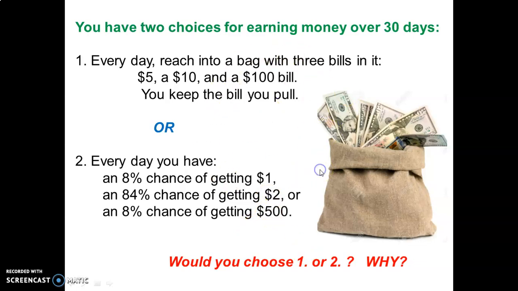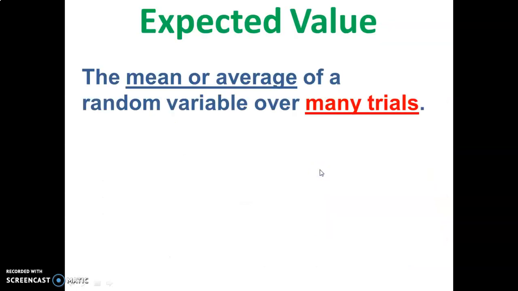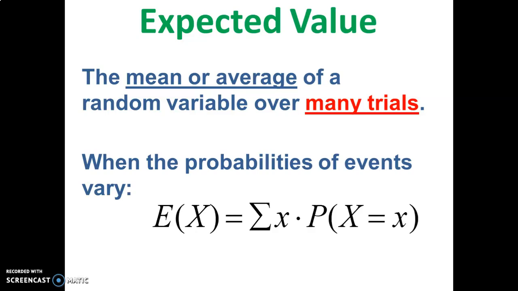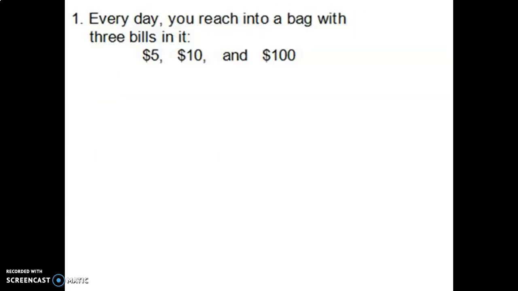All right, let's take a look at that using the lens of expected values. So again, expected value is the mean or average of a random variable over many trials. So we're saying, okay, over 30 days, what happens? What is the mean value you would expect to get per day if you consider this happening over 30 days? So we use this formula. Let's apply it to this situation here. Some days you will get $5, sometimes 10, sometimes 100. But over many trials, what is that average daily amount you're expected to get? That's what the expected value calculates for us. So try to calculate the expected value here.